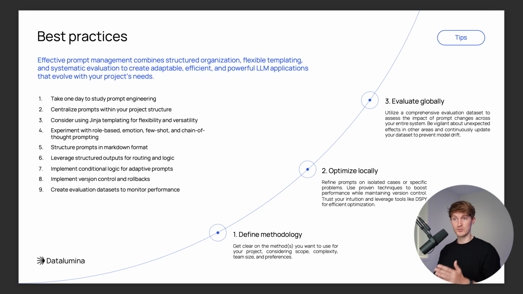Also at the prompt level. So not only for the flow of the application, but also for your prompts. So that's also tip number 7, implement conditional logic for adaptive prompts.